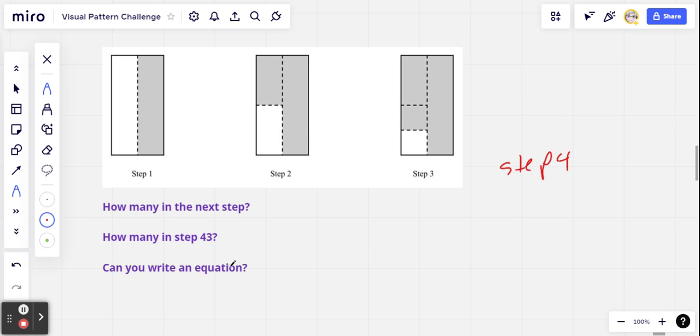It's going to be a pretty crazy number. And can you write an equation that could predict that fraction for any step at all? So that's the challenge. If you'd like to accept this extremely difficult one today, pause the video and give it a shot.